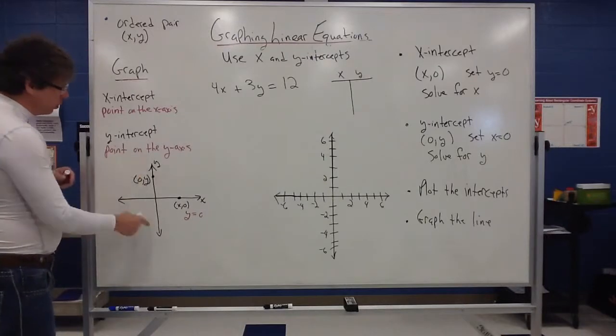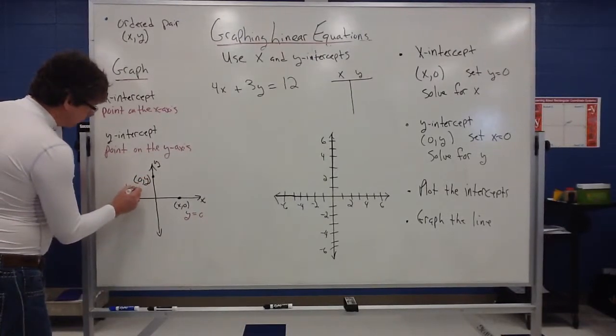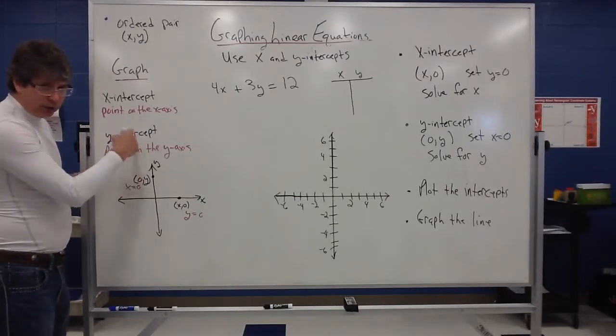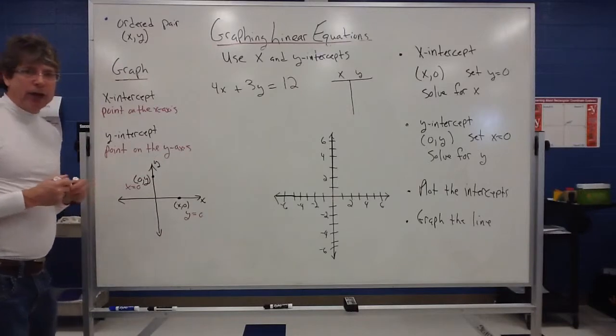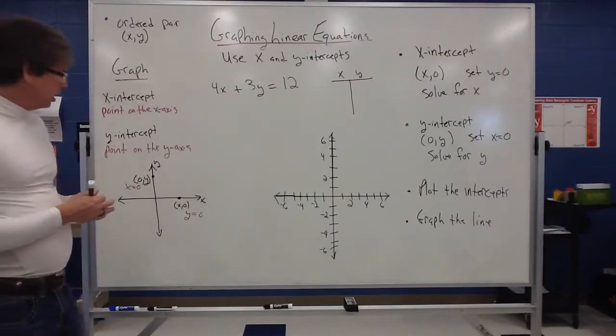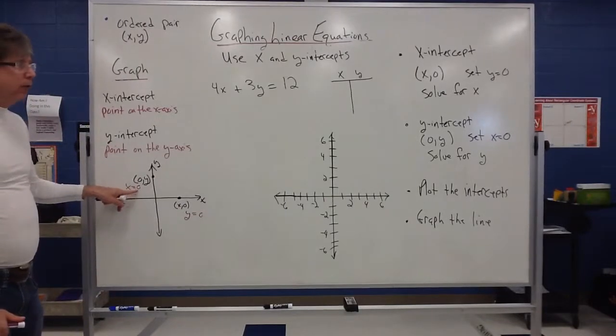Similarly, if you're on the y-axis, the x is locked in. X has to equal 0, but the y value is unrestricted. It could be anywhere along the y-axis. So y does not have a restriction. It can be any number it wants to be, but that x is locked in. That x has to be 0.